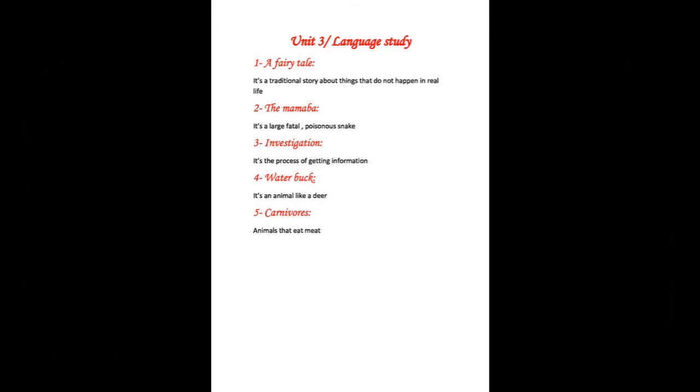Unit 3, Language Study. Number 1, a fairy tale. It's a traditional story about things that do not happen in real life. Number 2, the mamba. It's a large, deadly, poisonous snake. Number 3, investigation. It's the process of getting information. Number 4, waterbuck. It's an animal like a deer.